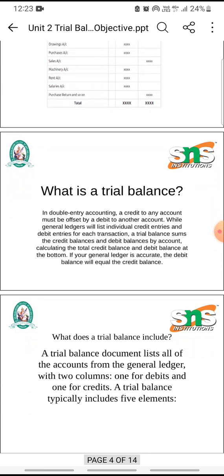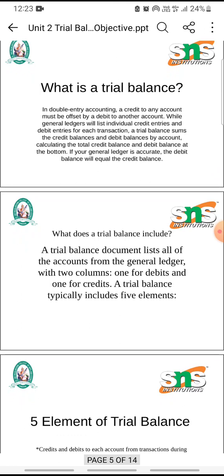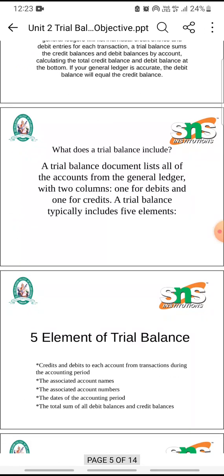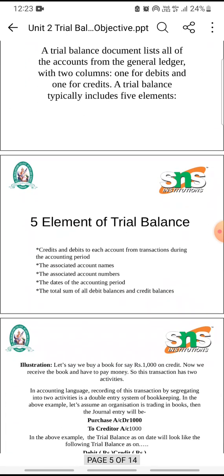Now we are going to see what the trial balance includes. A trial balance document lists all the accounts from the general ledgers, with two columns, one for the debit and one for the credit. A trial balance typically includes 5 elements. First, the credit and debit of each account from the transactions during the accounting period. Second is the account name. Next, an account number, and the fourth one is the accounting period, the date of the accounting period. And last is the total sum of all debit and credit balances. These are the 5 elements in a trial balance.